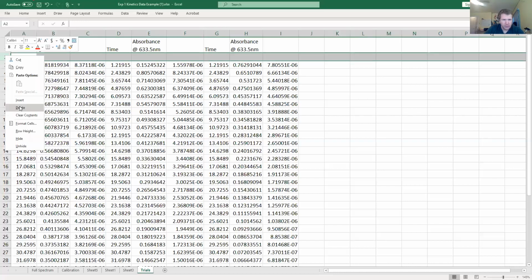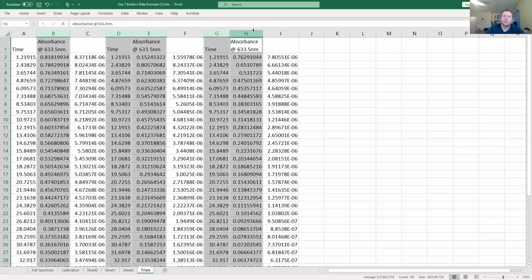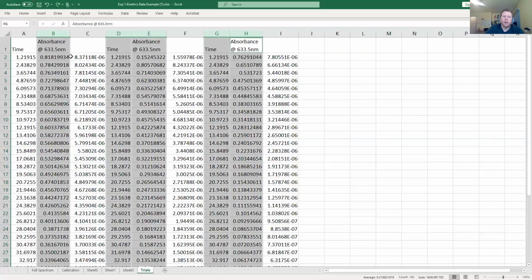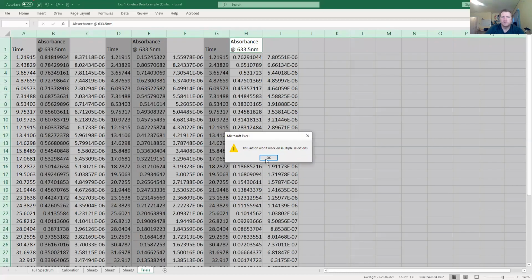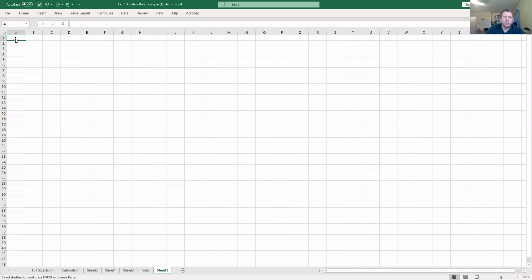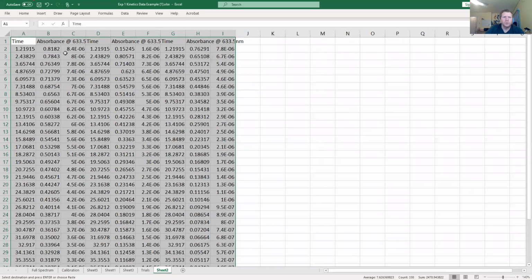I'm going to delete this. What I'm also going to delete are my times and my absorbances for all of my trials. The reason for that is all that I care about is the concentration. I'm going to copy all this, make a new sheet, and paste just my values. I'll zoom in a little.